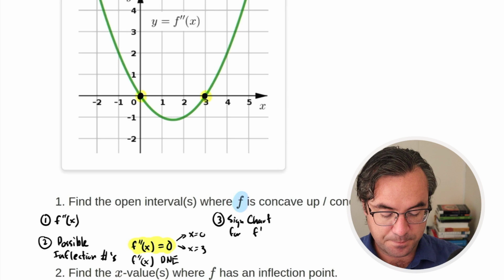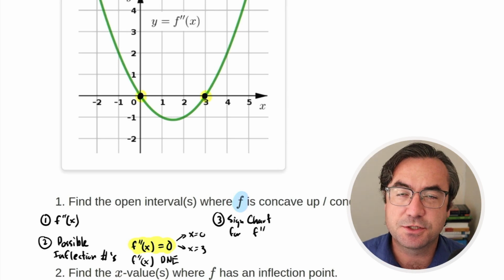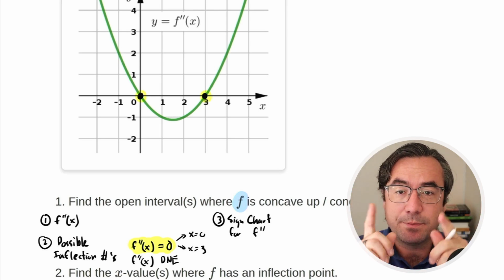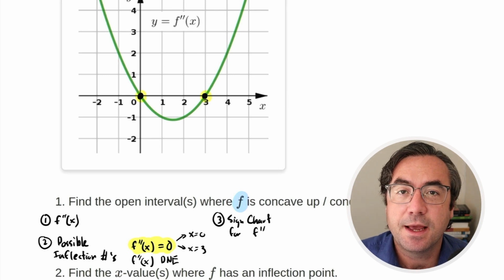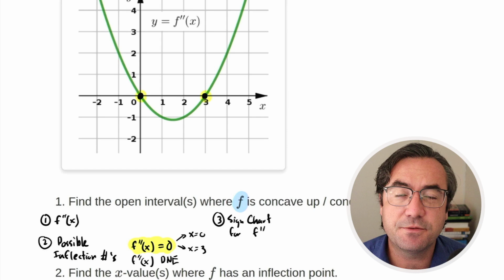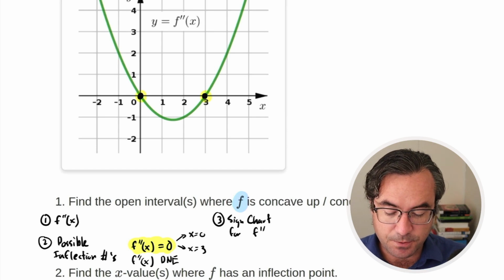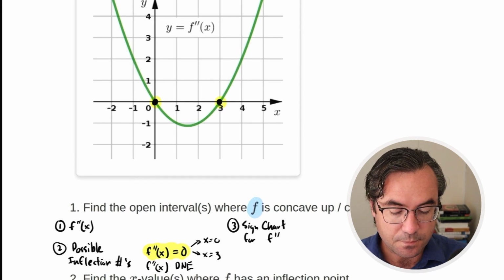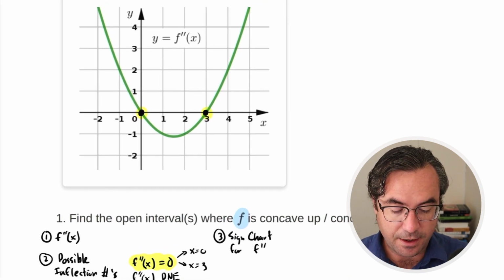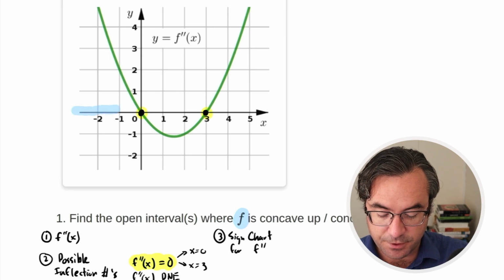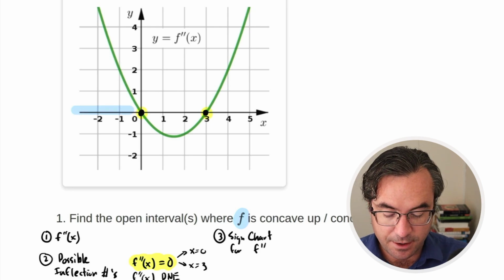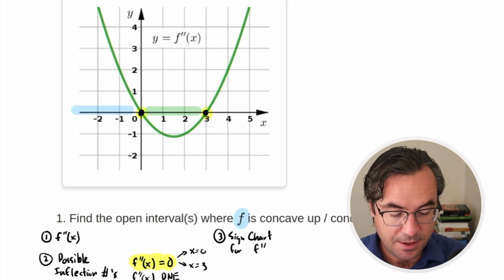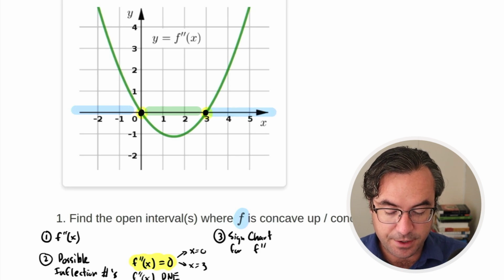For f double prime, our sign chart is just the x-axis. We plot the points that we find, and we list our intervals and then figure out the sign of f double prime on each of those intervals. So let's do this right on the graph. We've got our first interval here, our second interval, and then our third interval over here.